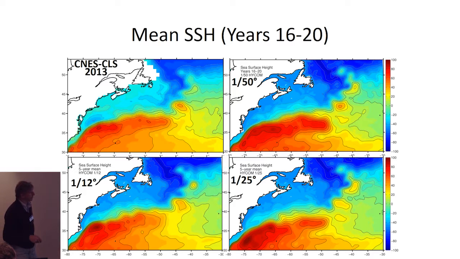As we increase resolution to 1/25, you actually get an increase in the recirculation south of the Gulf Stream here, but not really better penetration. It's only at 1/50th degree that you start to have a representation of the Gulf Stream and its penetration that resembles the observations more closely.